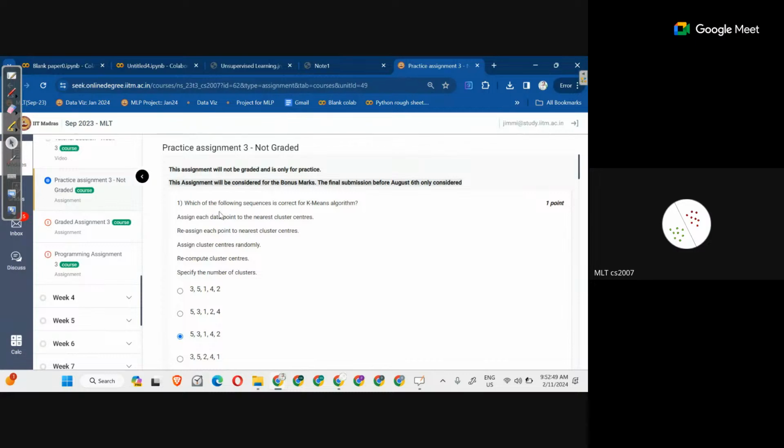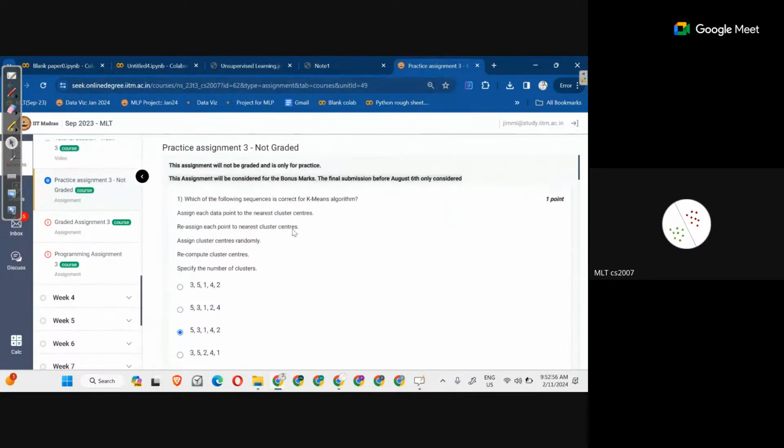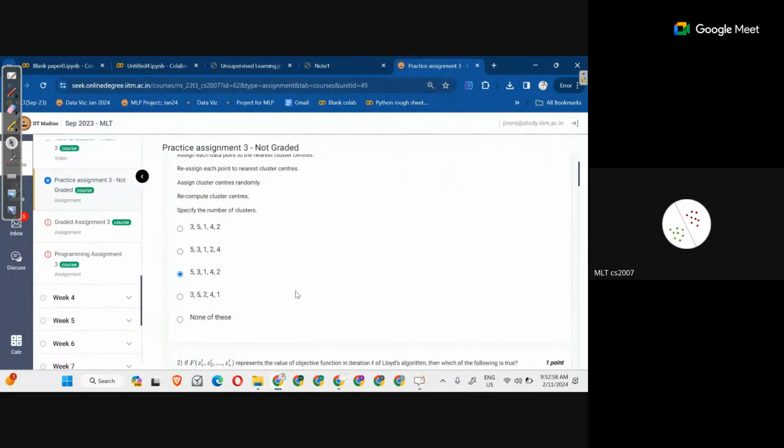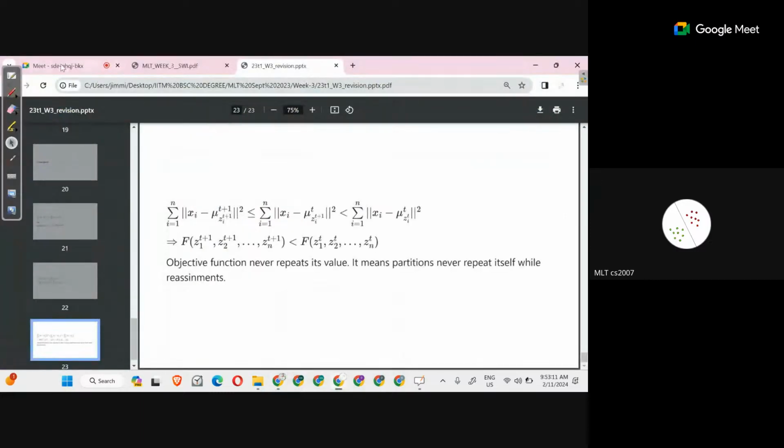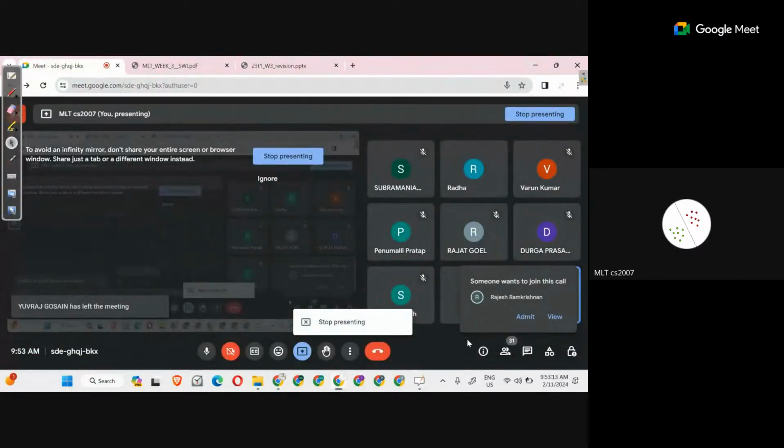So, which of the following sequence is correct for the K-means algorithm? First, we'll specify the number of clusters. K will be specified. It would be better if someone who has not attended the previous session says it.